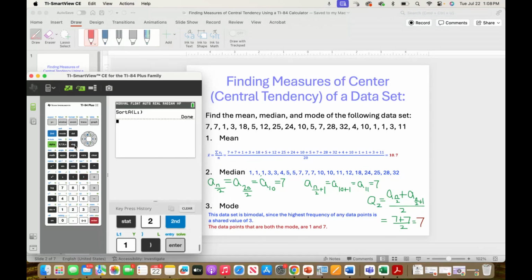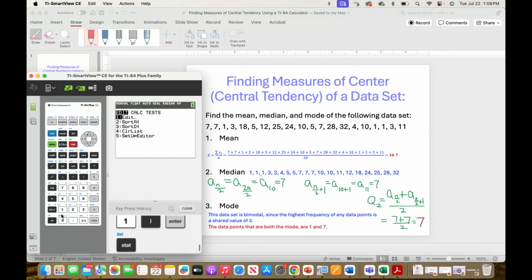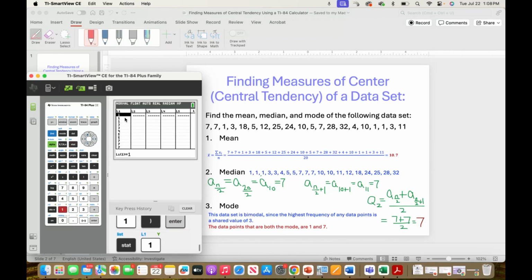Okay, now when we go back to Stat and we go into Edit, notice list 1 is in order. And then you can easily count, see there's 3 1s here, there's 2 3s, 1 4, 2 5s, 3 7s, and you just keep doing that all the way down to see what occurs most frequently. And we know that 7 occurs 3 times, and so does 1. So this distribution is bimodal, and our 2 modes are 1 and 7.